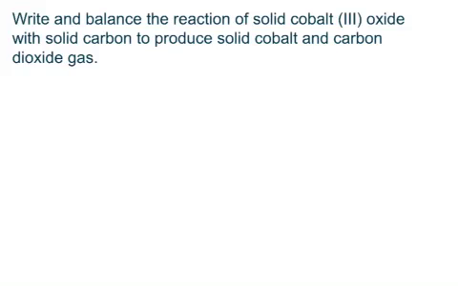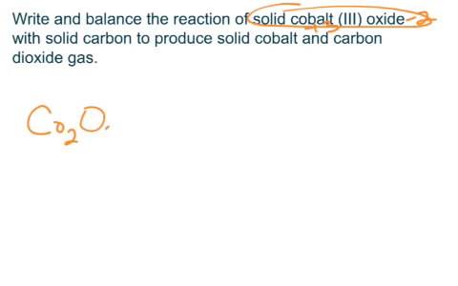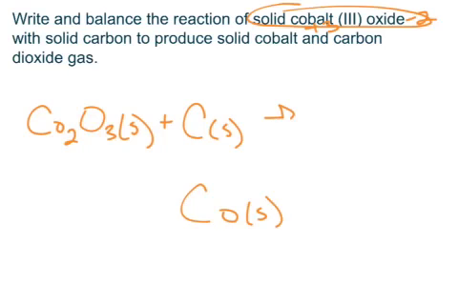So we're going to start with solid cobalt-3 oxide. That means the cobalt has a charge of 3. If you look up oxygen, it's -2. So we're going to start with Co2O3, and it's solid. It says it reacts with solid carbon and produces solid cobalt and carbon dioxide gas. So you've written it out. Now we have to balance it.